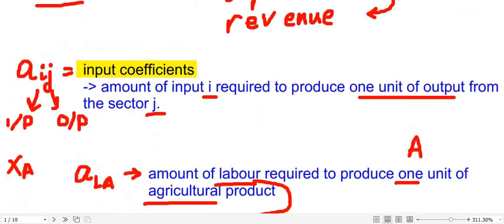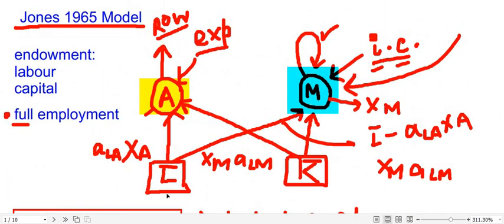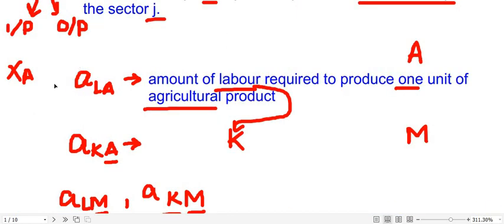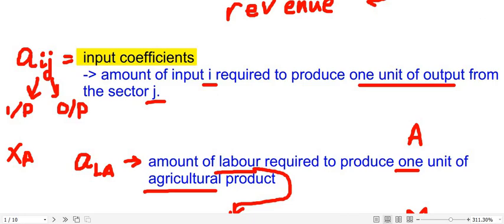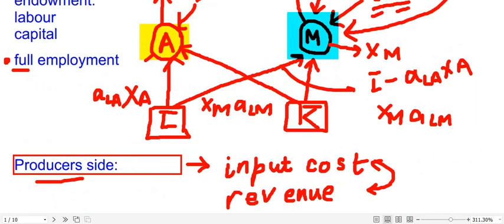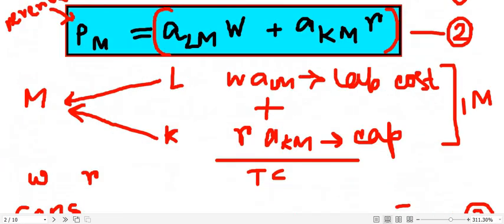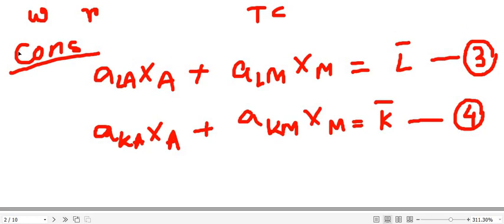What I usually do is draw a diagram like this. What are the sectors, what are the factors, and which factor moves into which sector. That gives you a brief idea, and if you remember this notation of Aij, and assume the outputs and prices properly, then you can derive the equations on your own. That essentially concludes the equational structure of the model.